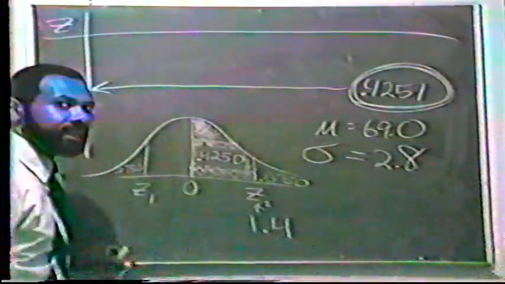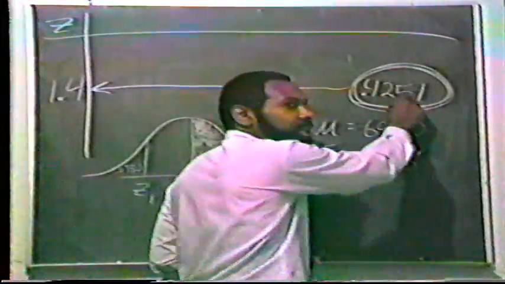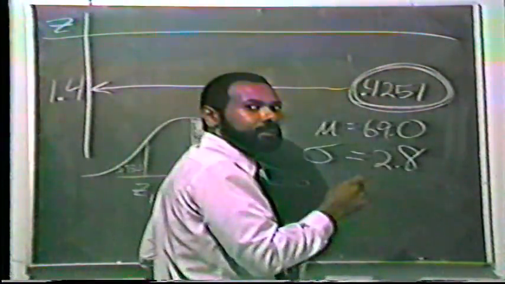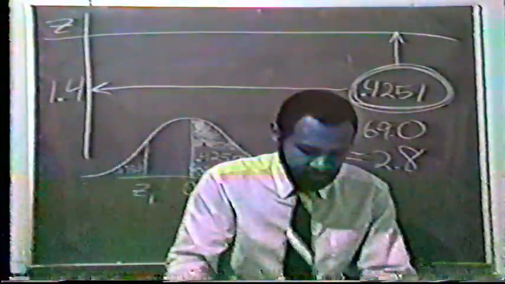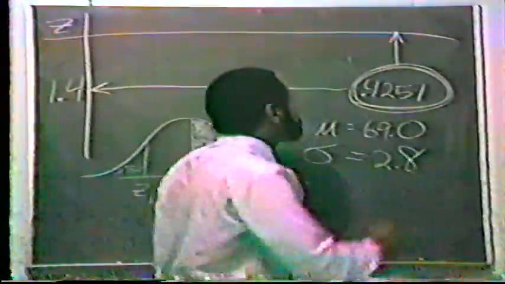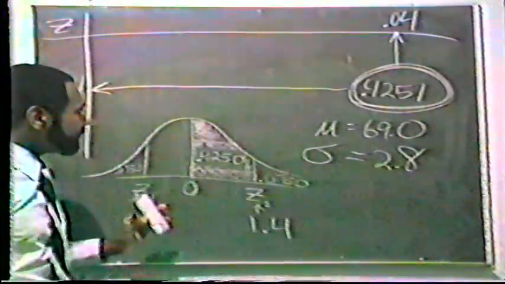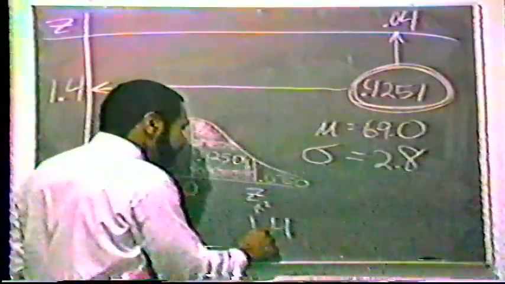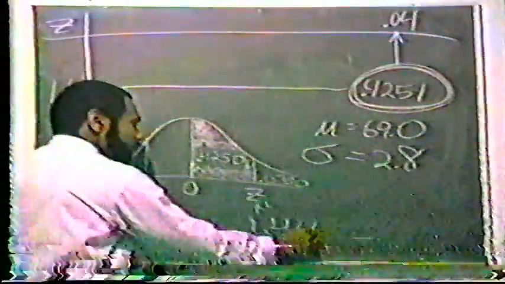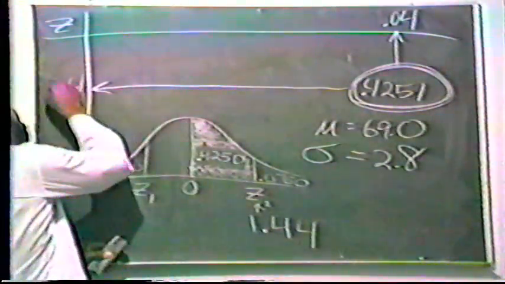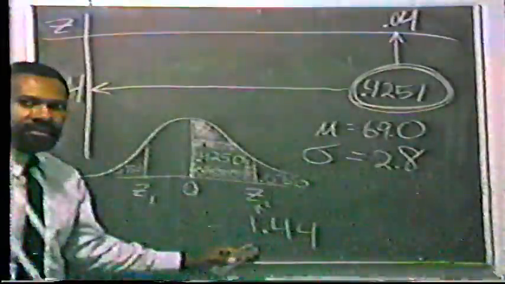Now to find out what that something is, what the hundredths place is, you look at the 0.4251 again, and this time you go straight up to the top of the table, and you'll see the hundredths place. You should see 0.04. So this tells us that the z-score on the right side is 1.44.